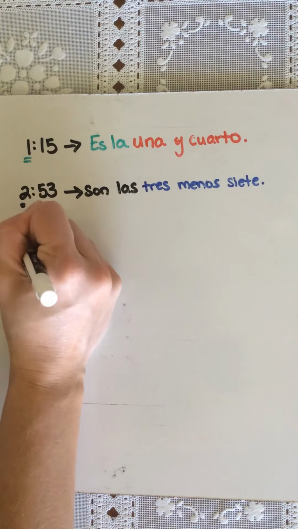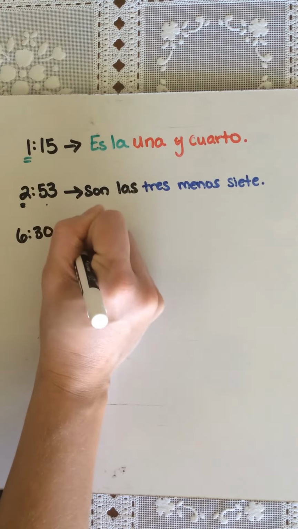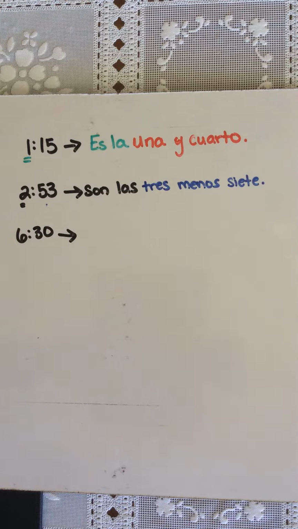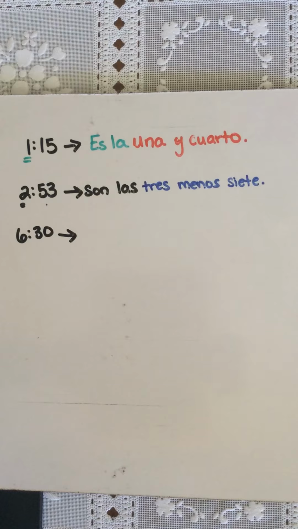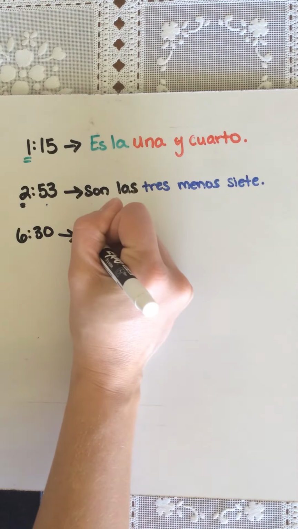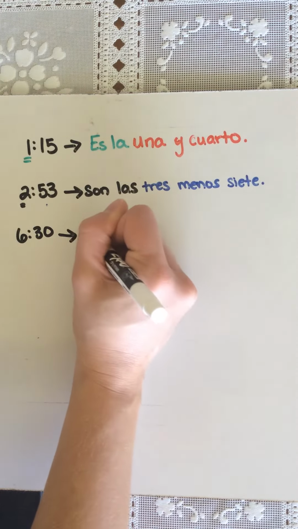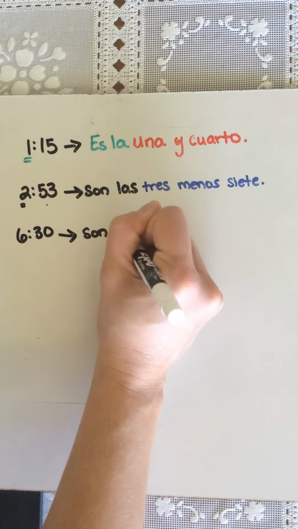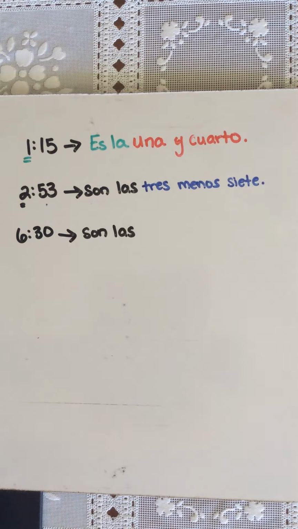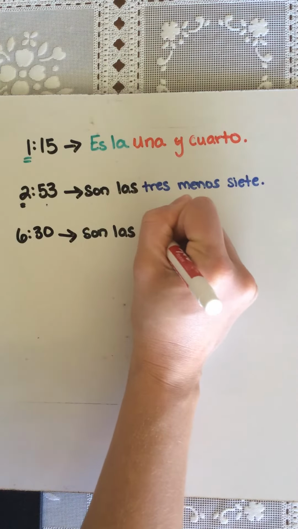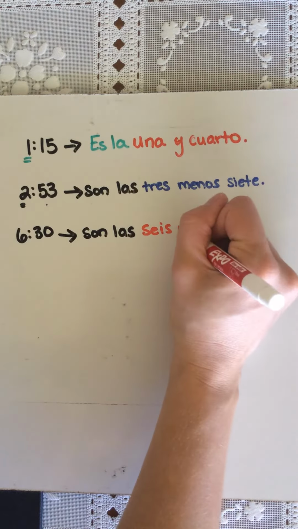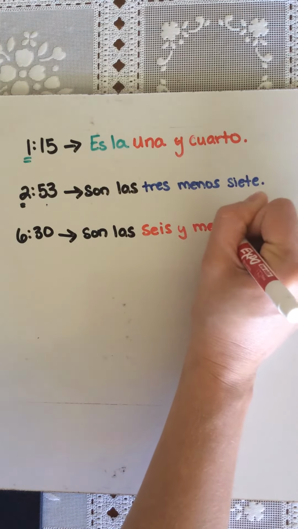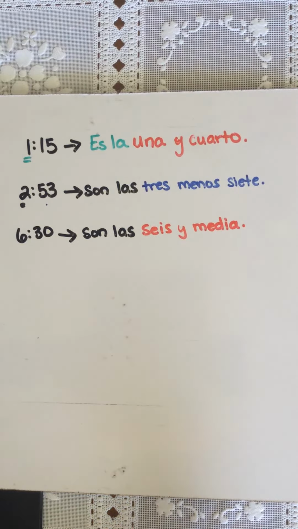If I wanted to say it is 6:30. Remember that we have a set phrase for 30, so that's the phrase that we're going to use. So we're going to say es la or son las? Son las, because we have more than 1 hour. 6, we're going to take the current hour, plus our phrase for and a half, y media. Son las 6:30. Let's just do 2 more.